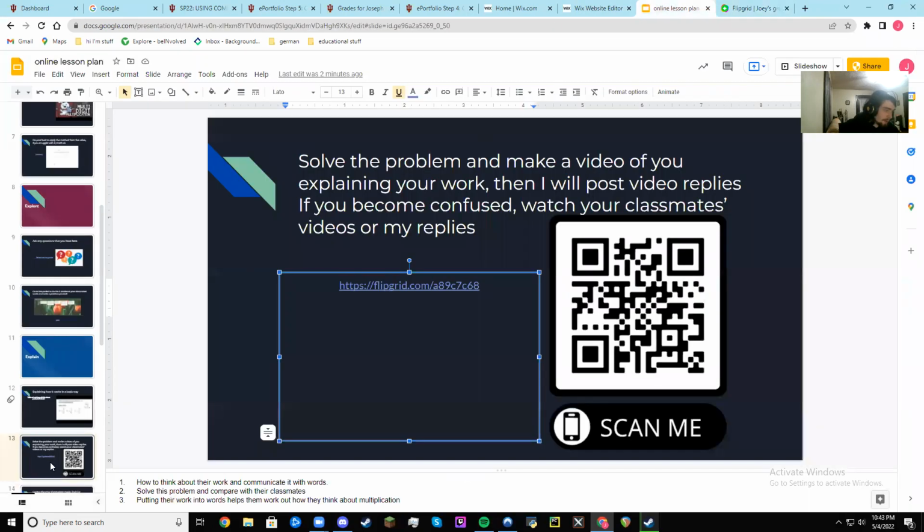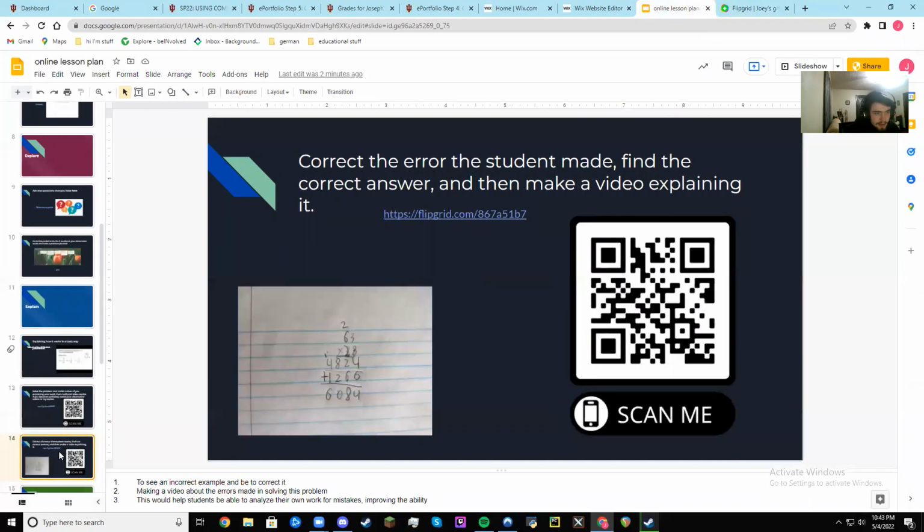Going further on, we have one where they would basically do the same thing, but correcting this one where there is an error. There is an error in this problem that they made. So that would basically be the idea with that one.